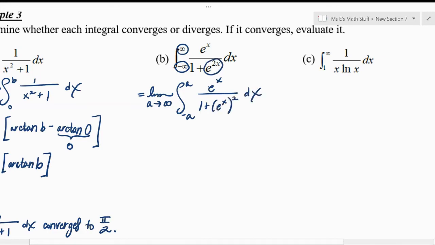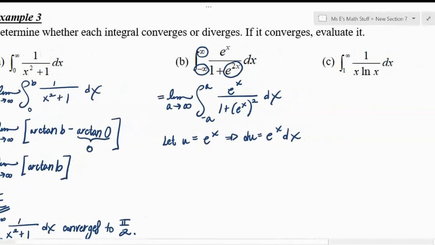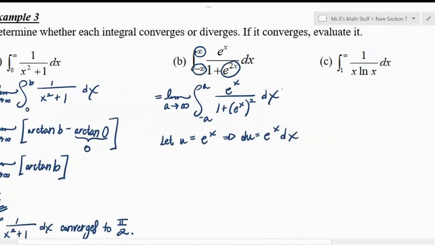And I'm in hopes that if you didn't see it before, you could see that this is going to end up being an arctangent situation. And hopefully just by writing e to the 2x as e to the x squared, it makes it a little more obvious. So I'm going to let u equal e to the x, and then my du would be e to the x dx, which is right there.